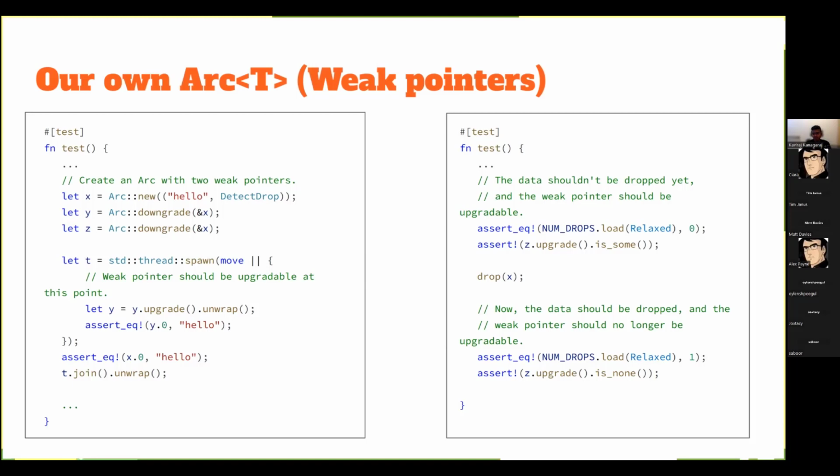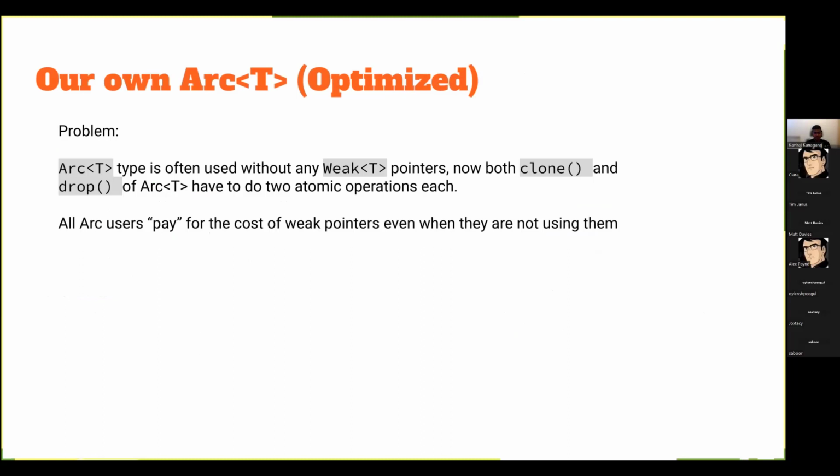So just to make it clear, a weak pointer can exist, which means there is a valid pointer to the ArcData struct, but there is no valid pointer to the T itself, which has been dropped when we call drop x, when the Arc count is 0. Yeah, so we reach the final version, which we'll implement.